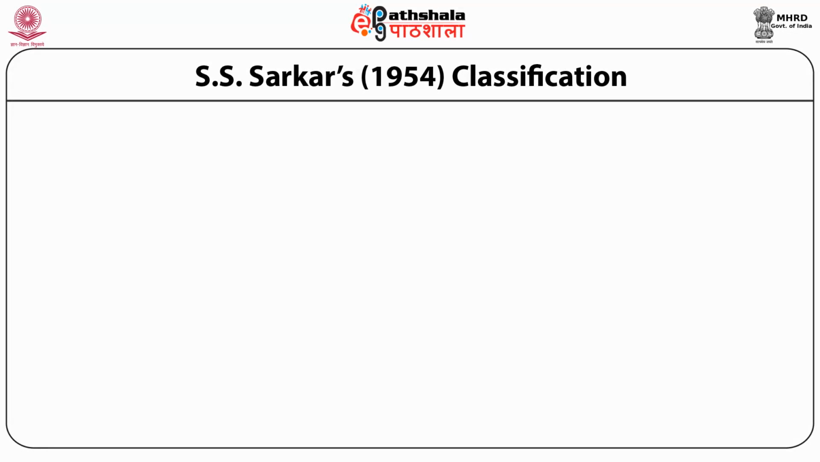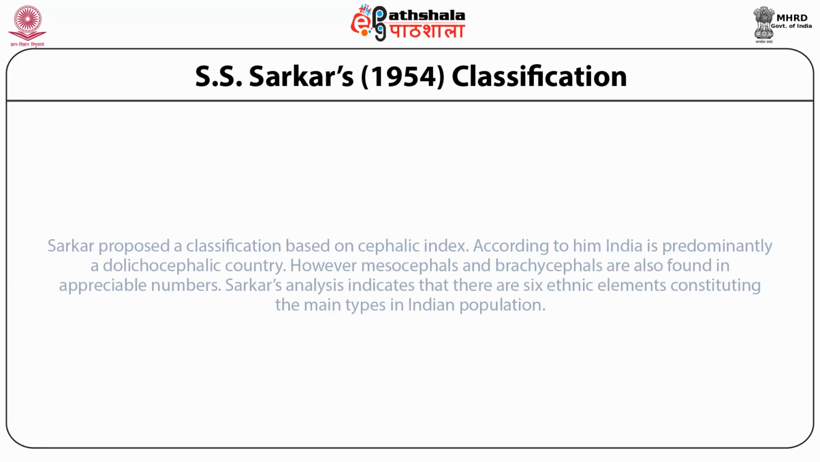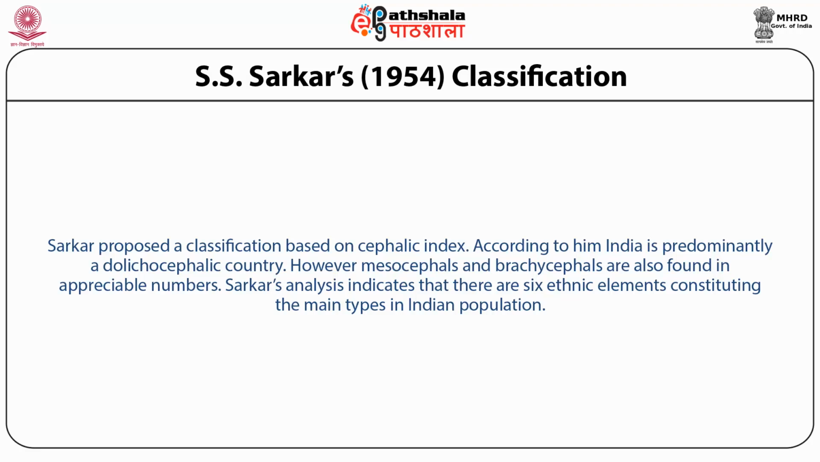S.S. Sarkar's classification. He gave his classification in 1954. He proposed a classification based on cephalic index. Cephalic index is calculated by taking head length and head breadth. According to him, India is predominantly a dolichocephalic country. However, mesocephals and brachycephals are also found in appreciable numbers. Sarkar's analysis indicates that there are 6 ethnic elements constituting the main type in Indian populations.